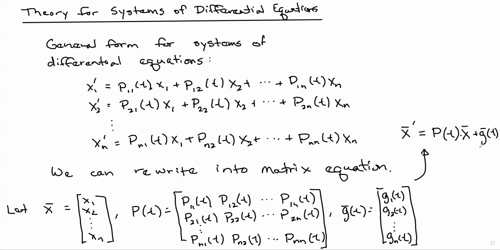Now, one neat thing about this matrix equation is that if you were to write out what a first order differential equation looks like, from earlier in the course, it looks like this. Okay, and look at that. If you compare these, isn't it interesting how a system of differential equations turns into a matrix equation that has the exact same format as a first order differential equation? So that's kind of cool.